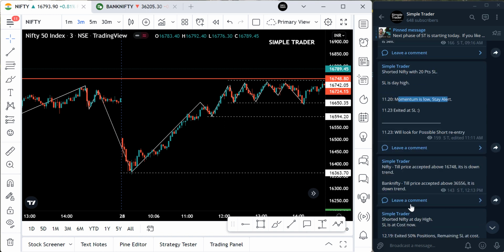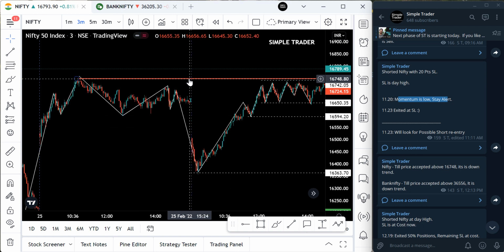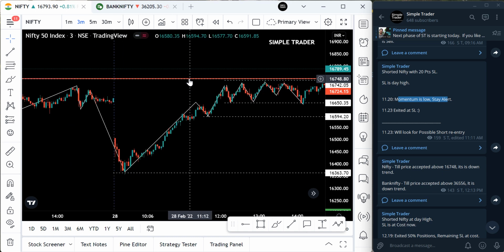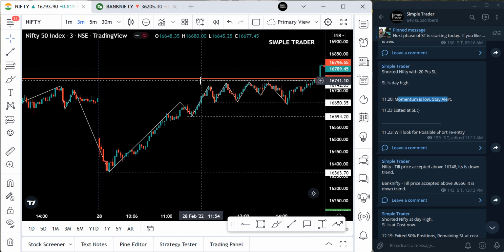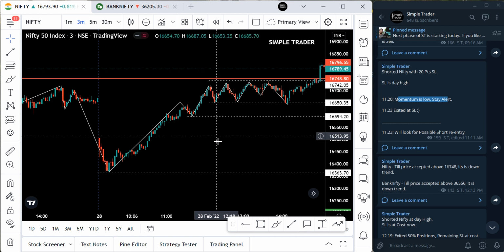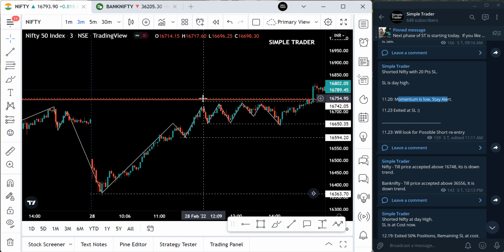For the next trade, I had posted a message: till price accepts above 16748. What is 16748? It is a higher time frame resistance. I want the price to take out this zone so that the buyers could enter aggressively on top of it, and so that I can look for a long. Till then, below it was a downtrend. The same logic I explained applies in Bank Nifty also.